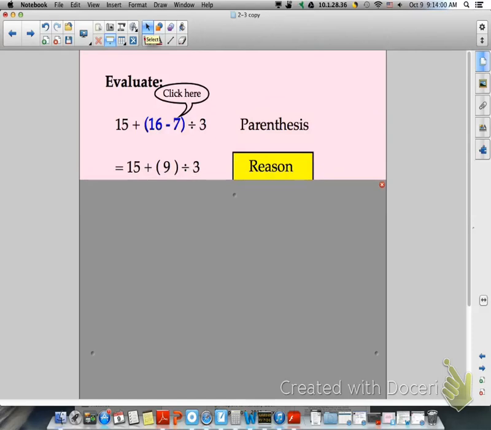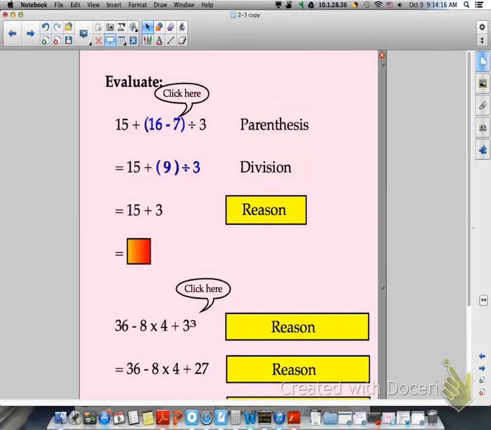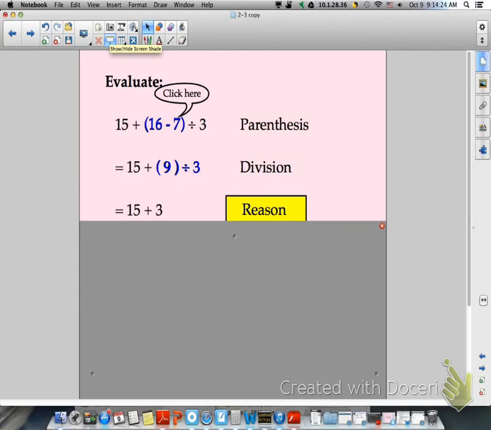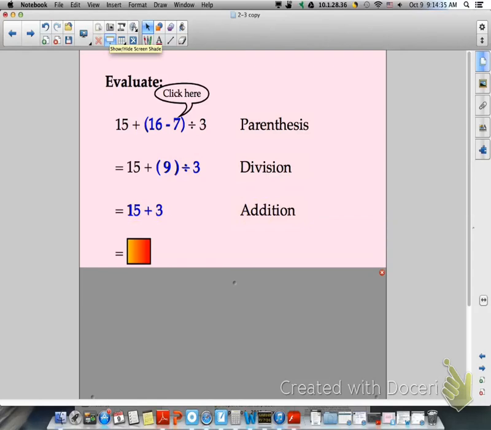Okay? What's next? Alba? Division comes first, right? So it's going to be 9 divided by 3. And why am I doing that? Because it is division. And if I simplify that, I have 9 divided by 3 is 3. So the last operation to deal with is addition. And that's going to be 15 plus 3, which is 18. All right. There you go. All right, we'll stop here.